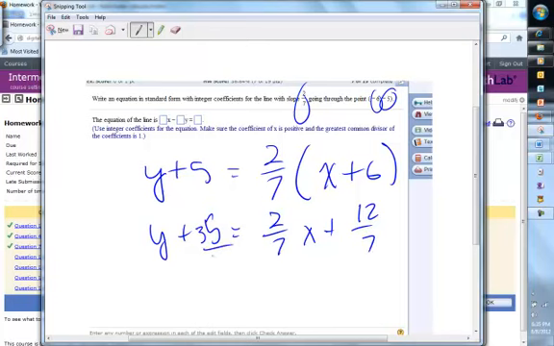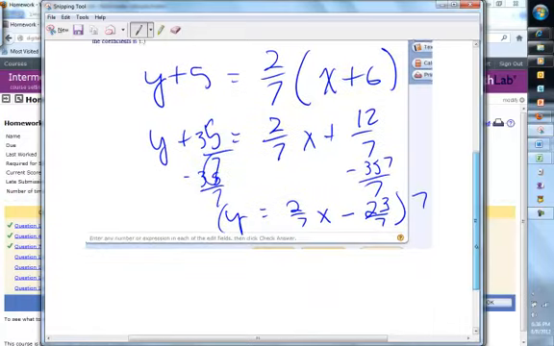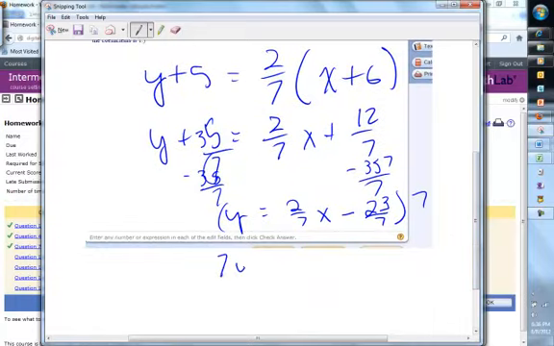Let's write this as 35/7. So we're going to subtract 35/7 from both sides. Yeah, 35/7 from both sides. So minus 35/7. We'll get y equals 2/7 x minus 23/7. Multiply everything by 7. And we get 7y equals 2x minus 23.